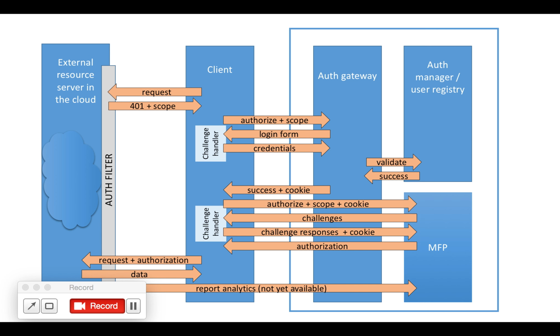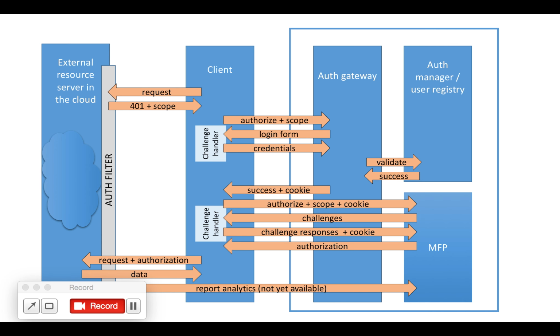Okay, so once again, the request from the client will be made again to the external resource server, this time with authorization information, and the resource server will return you data since the authorization filter will be able to validate that authorization header. So note that report analytics is not yet available, okay, it will be available in the future, but currently it's not yet available for external servers that are outside of your enterprise.